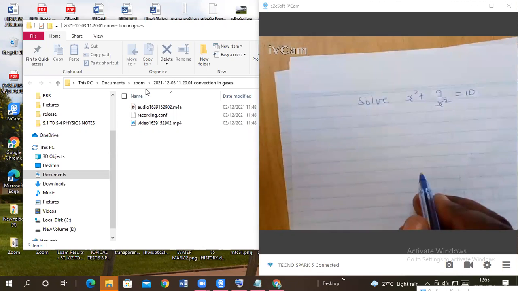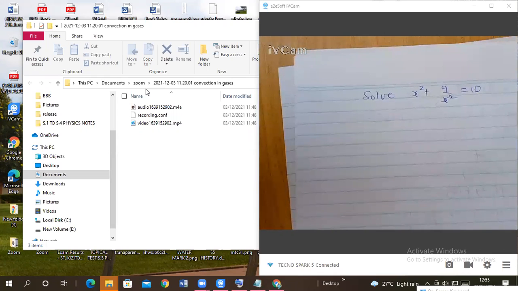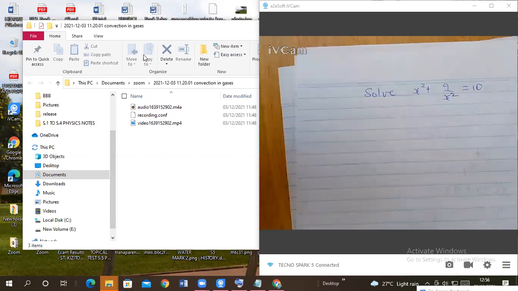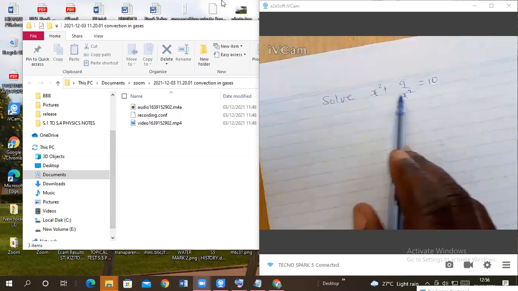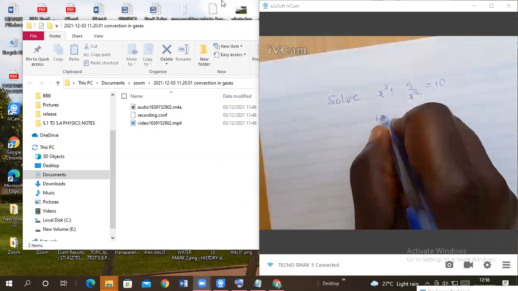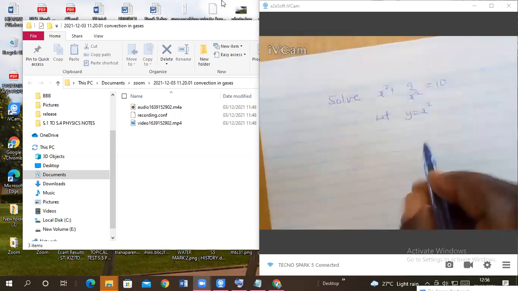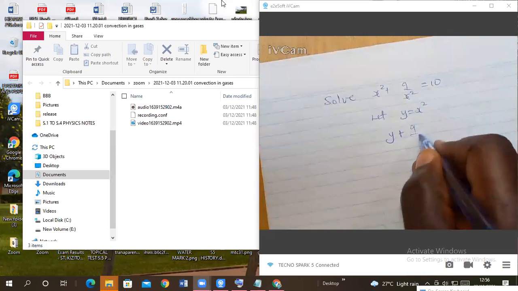Are we seeing this? What do you exactly see? Do you see that x squared is appearing twice there? So instead of thinking of multiplying by x squared, like we did yesterday, you can say let y stand for x squared, because our purpose is to reduce this to a quadratic. So we are going to say, this becomes y plus 9 over y is equal to 10.